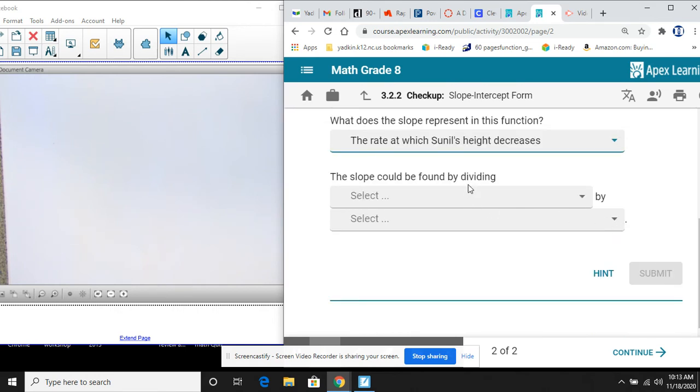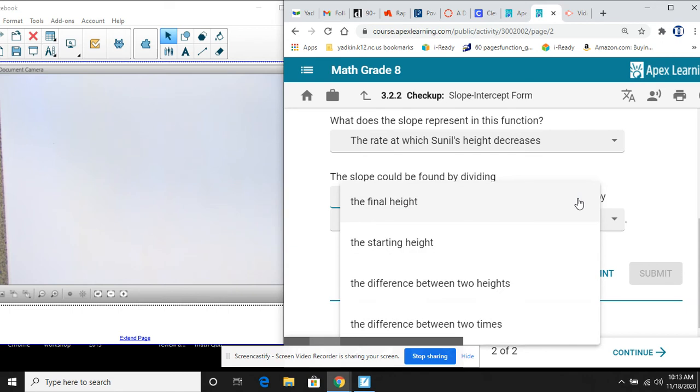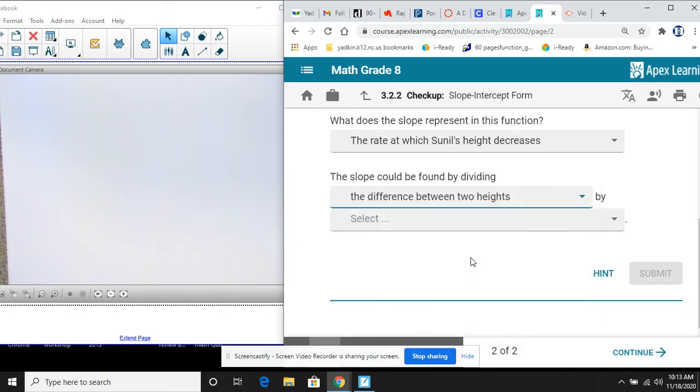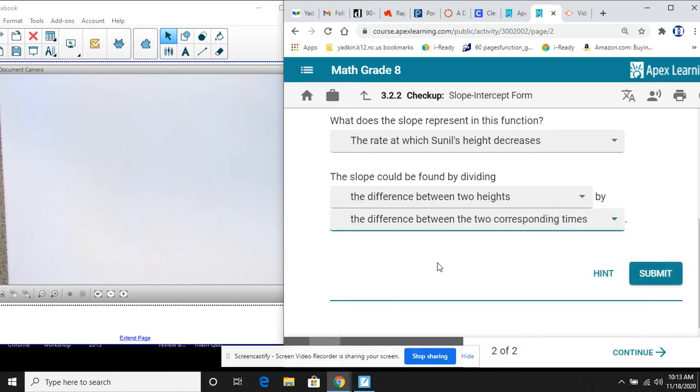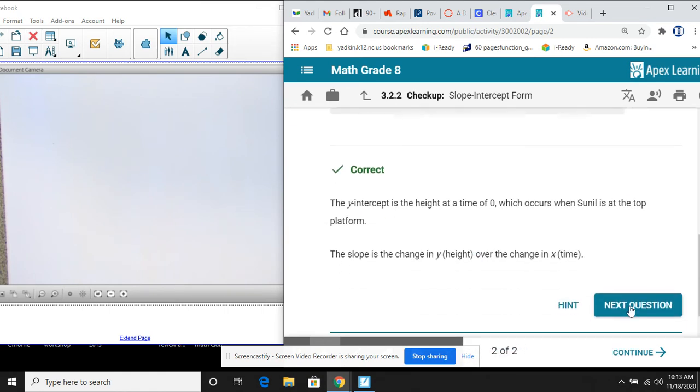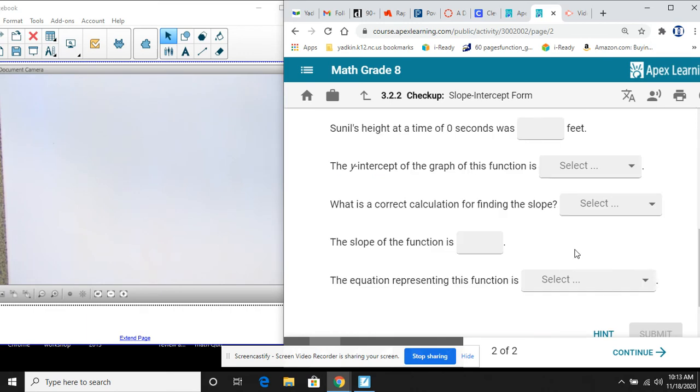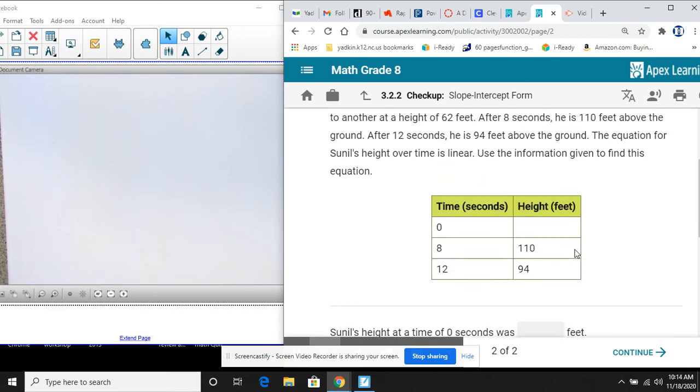The slope could be found by dividing the difference between the heights, that's your dependent variable, those are your y's, by the difference between the 2 corresponding times. Okay, and I have about a minute. I don't know, I may have to make 2 parts to this.